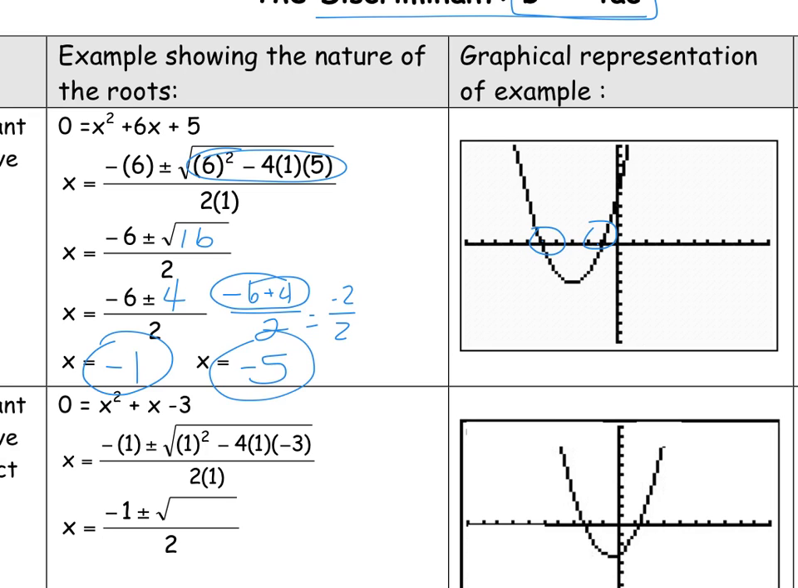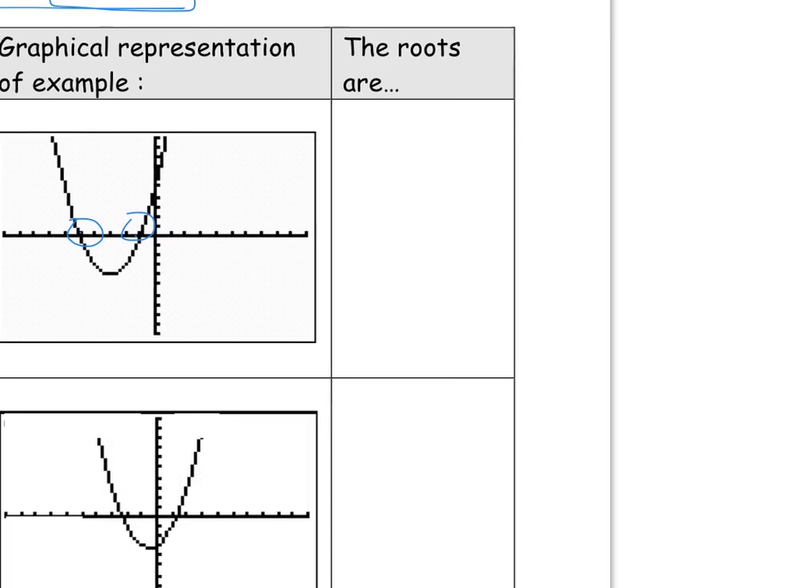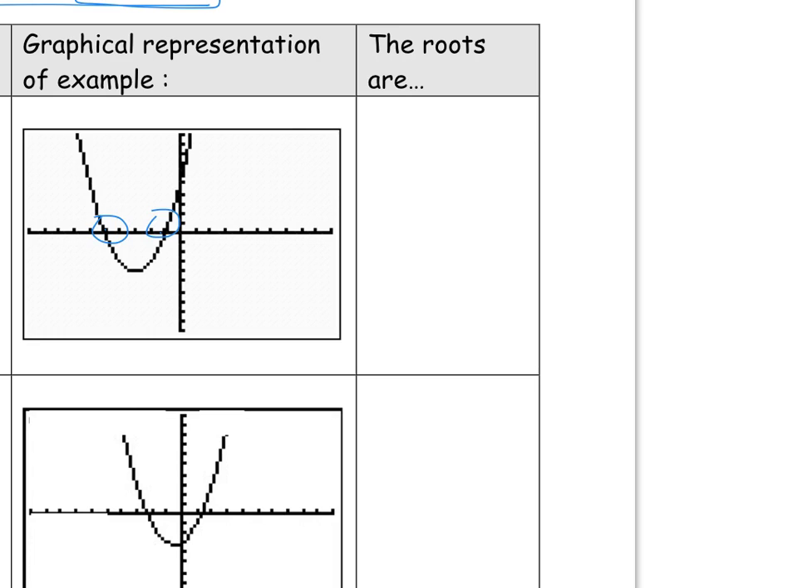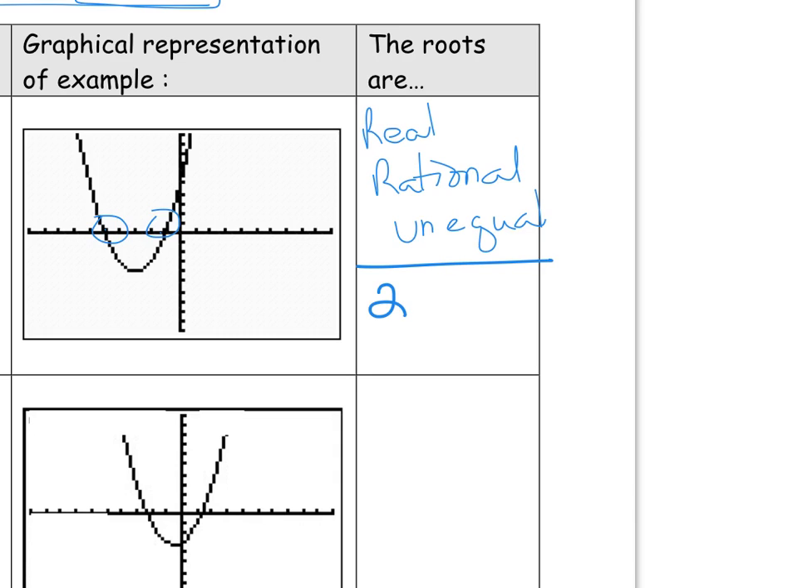So what we call these, when it's a positive perfect square, the roots are real, rational, and unequal. Unequal just means that there are two of them. Another way we also say it is two rational roots. We say it two different ways: real, rational, unequal, RRU, or two rational roots.